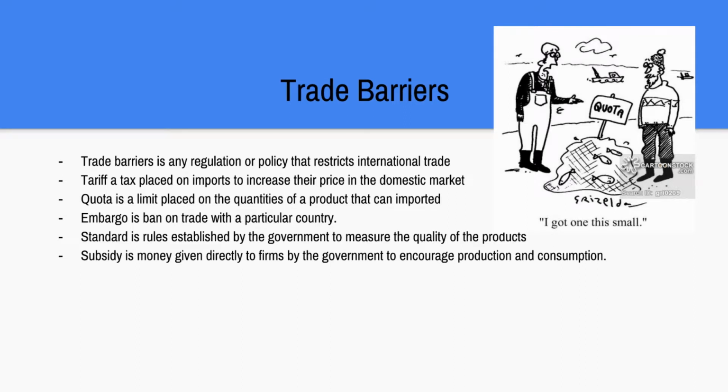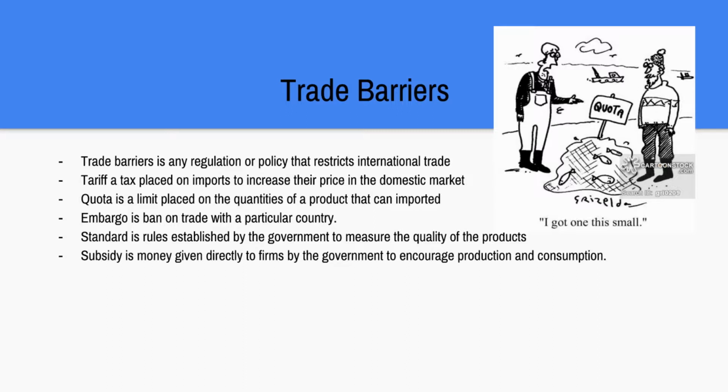First is trade barriers. Trade barriers is any regulation or policy that restricts international trade. For example, a tariff is a tax placed on imports to increase their price in the domestic market. A quota is a limit placed on the quantity of a product that can be imported. An embargo is a ban on trade with a particular country.